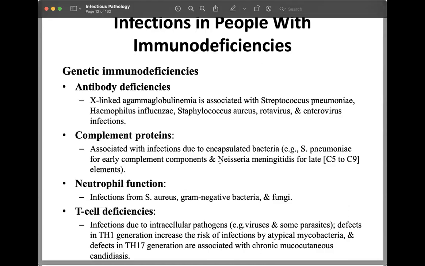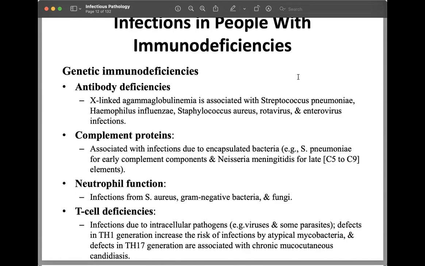So, for this part of the lecture, we'll be continuing on with the generalities of infectious pathology. As mentioned before, defects in specific portions or specific components of the immune system can predispose you to infections with specific microorganisms.